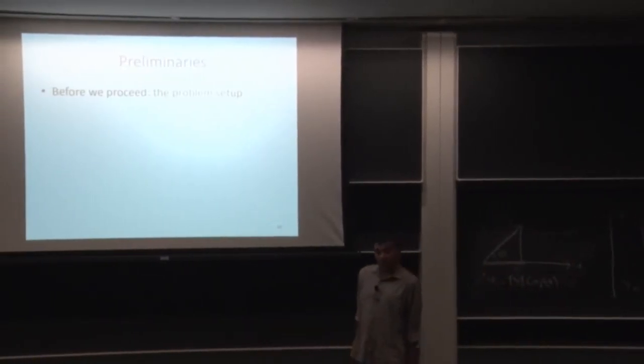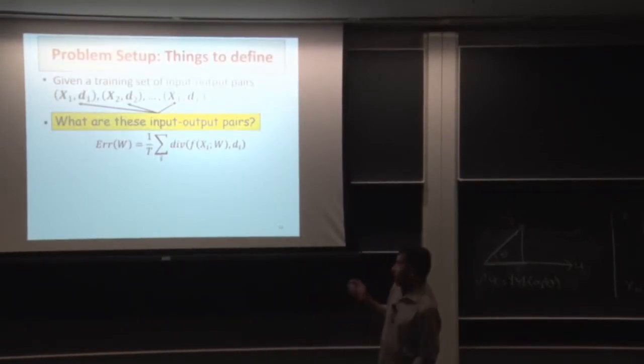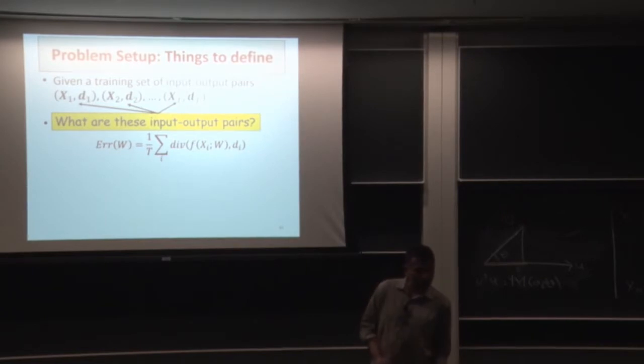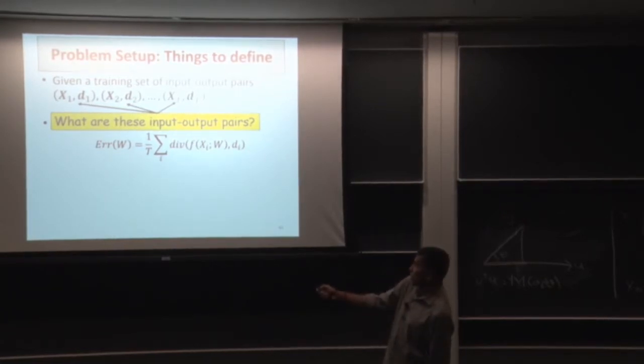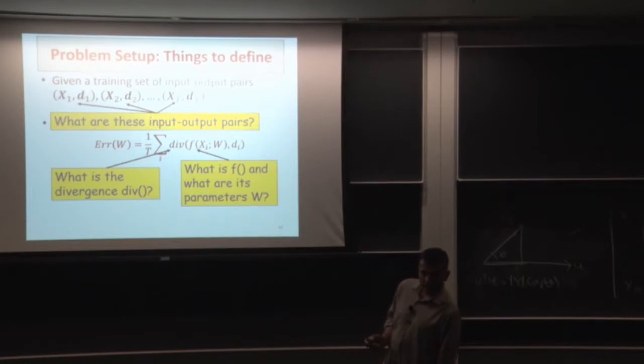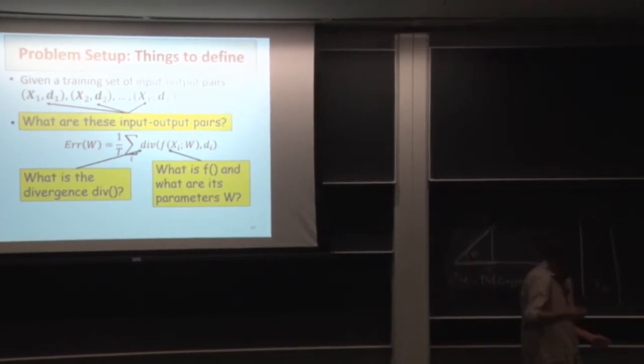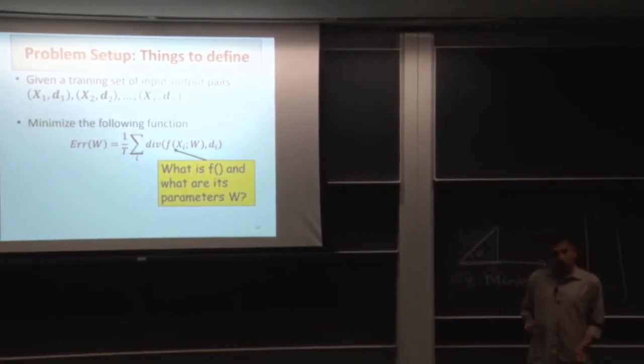But then we need the problem set up. I've just sort of defined all of these terms. There are many variables over here. What are the things I must define? What are the inputs? What are these desired outputs? What is this function f? What is this divergence div? Unless I actually define all of these carefully, I'm not really going to be able to complete the optimization. So let's go through all of these.